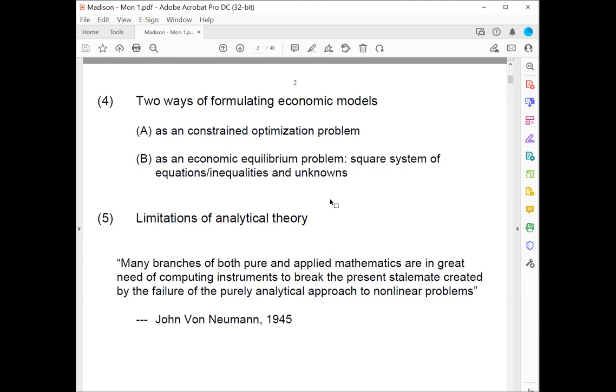And when theorists object to using simulation as a theory tool, I always trot this quote out for them.